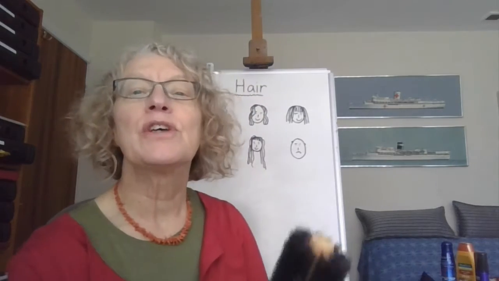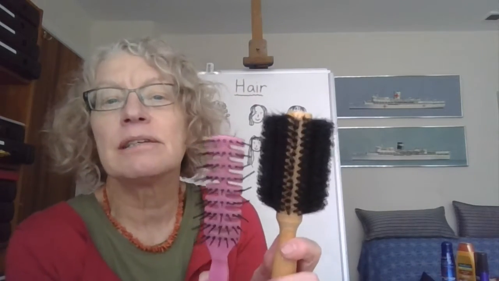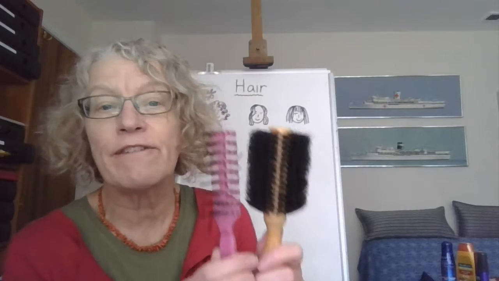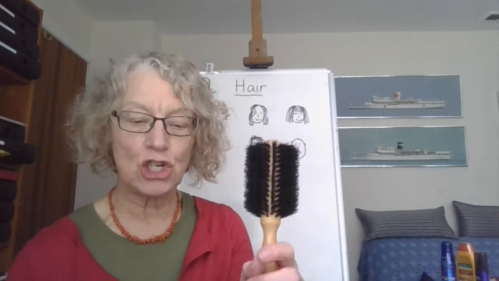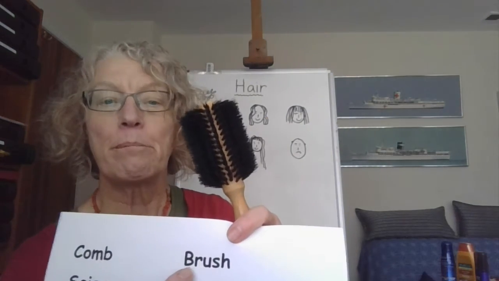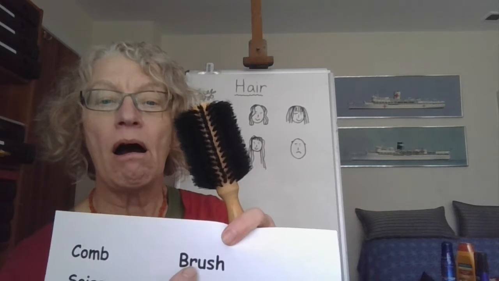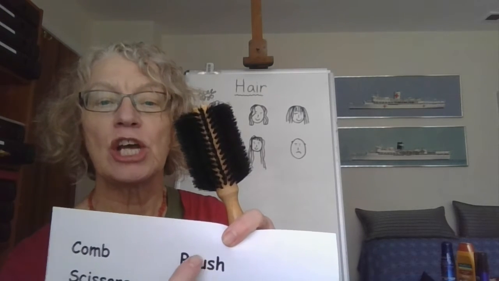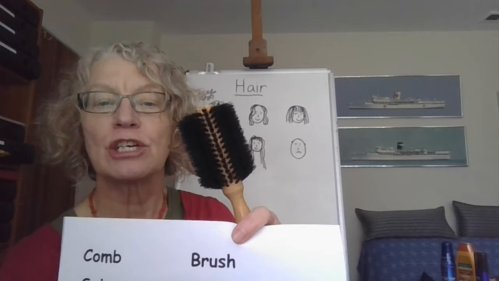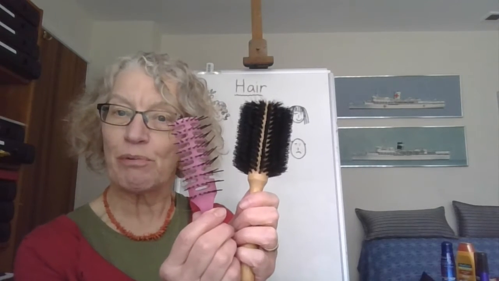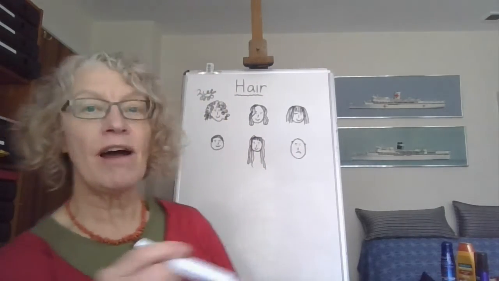Something else we can use on our hair to make it look smart, if it's straight or wavy, is one of these. This is a brush. Brush. B-R-U-S-H. S-H makes a sh sound, so it's brush. That's one sort of brush. There's another sort of brush. And if we have more than one, we actually write it like this.